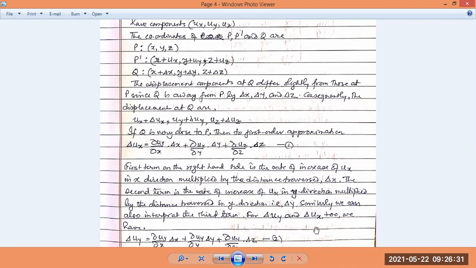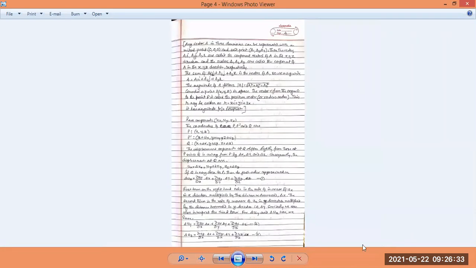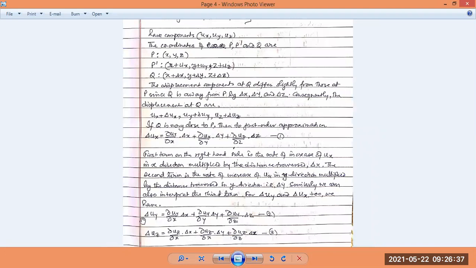In a similar way, we will calculate the change of uy and the change of uz along the y-axis and z-axis: duy by dx delta x, duy by dy delta y, and so on for delta z. The same is the case with delta uz: duz by dx delta x, and duz by dy delta y.